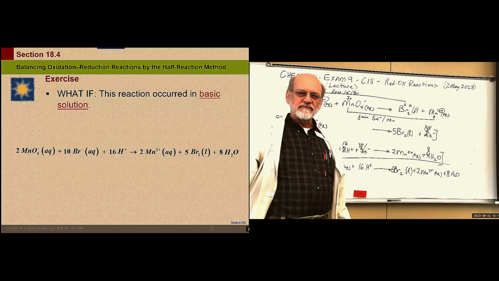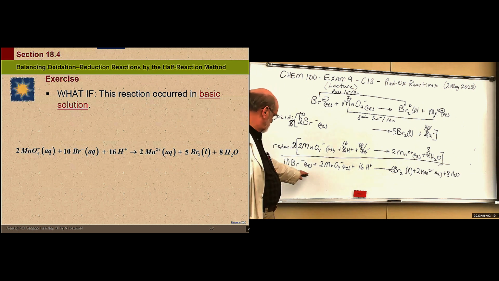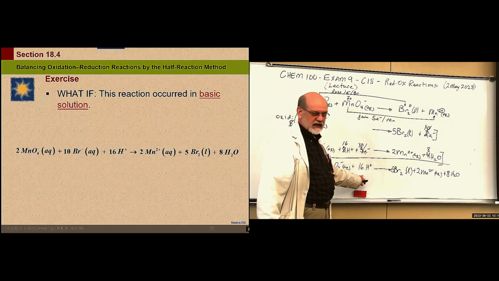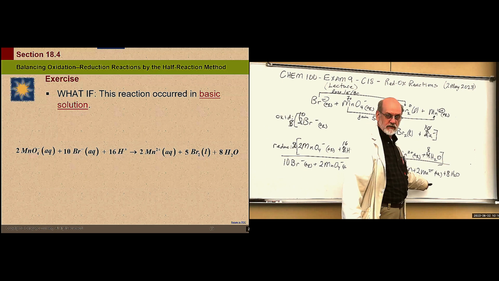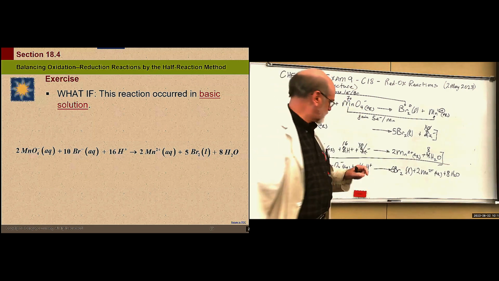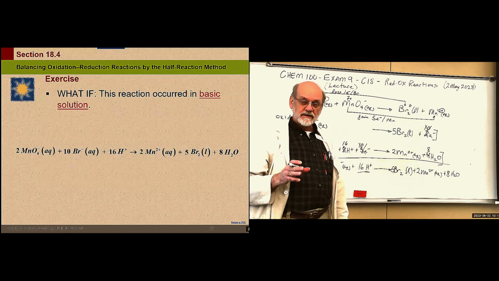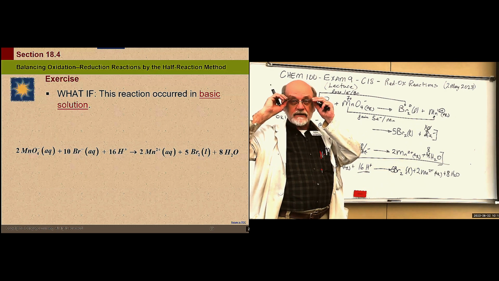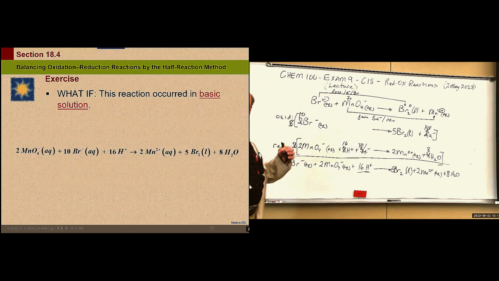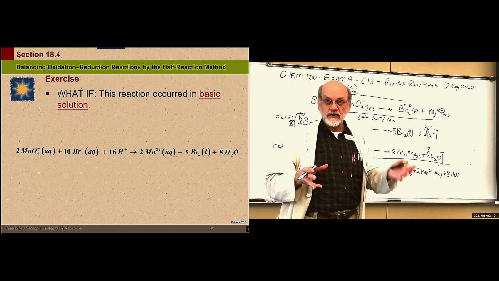What if the reaction occurs in basic solution? Well, let's see. We're going to use this equation, aren't we? 2MnO4, 10Br minus, 16 hydrogens, 5Br2s, 2Mn's. We're going to use this reaction and say, what if instead of acidic solution, it's in basic solution where we have hydroxyls in excess of hydrogen ions? Well, once you've got the acid equation balanced, you just convert it into basic. And here's how you do it.